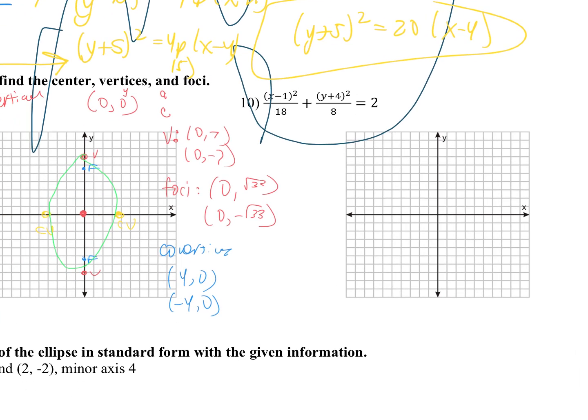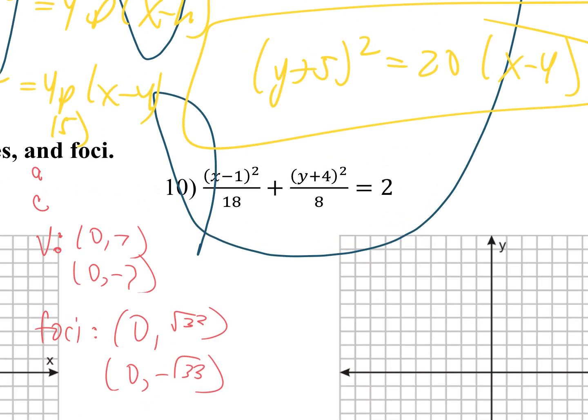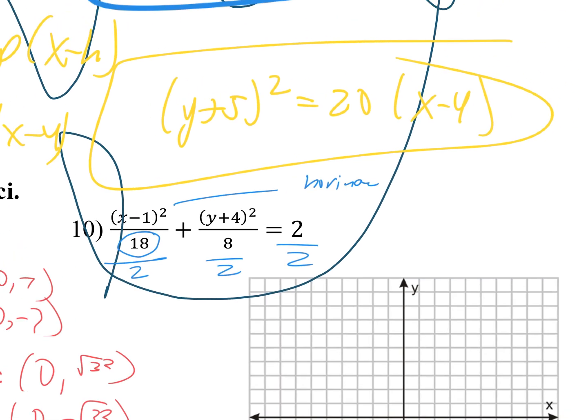All right, same thing with number 10. I look and I say, okay, which denominator is bigger? Obviously the 18 is bigger, so I know this is a horizontal. But wait a second, this is not set equal to 1. So can I just go ahead and do all that? No. Make sure you catch yourself, guys. What do I have to do first? I have to divide everything by 2 because I need this to be set equal to 1.